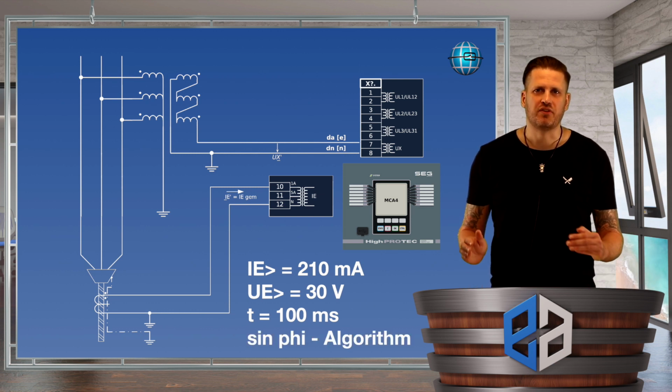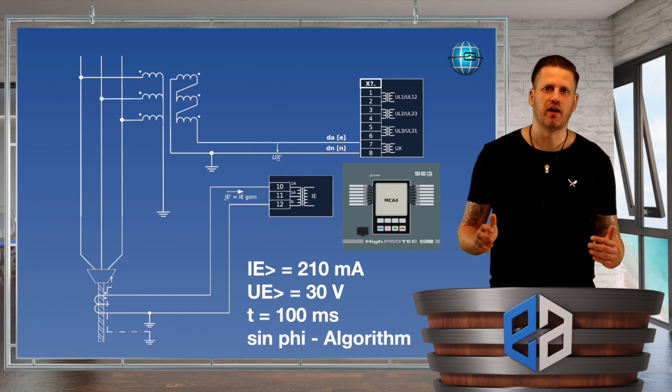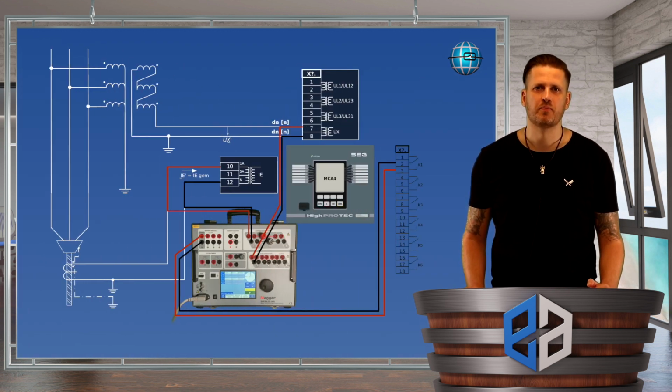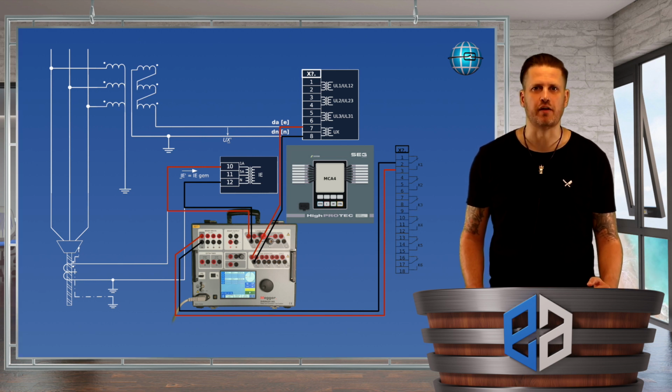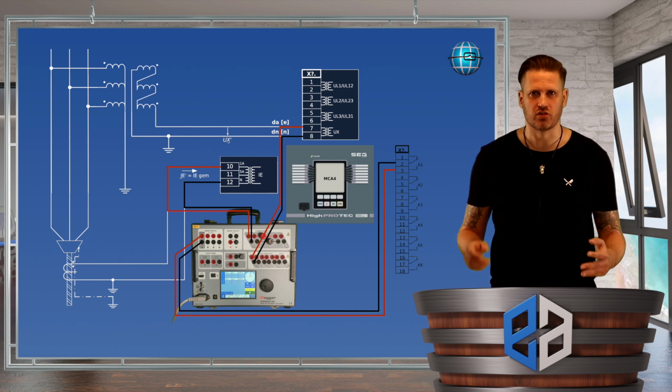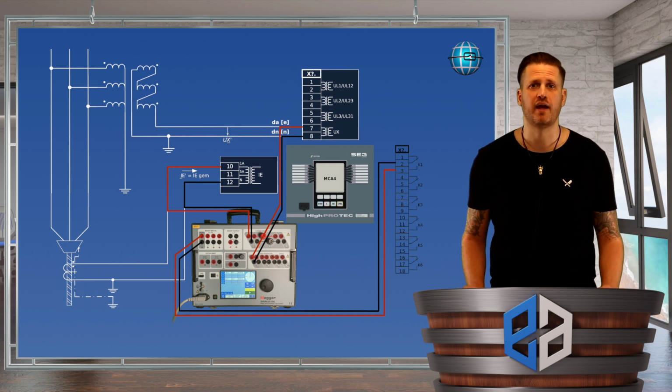Before we start the test, let's take a look at the test setup. With the SVERKER 900, we trigger the binary output 1 of the MCA4, provide the test voltage and also feed the test current into the MCA4. Please be careful that both current and voltage are connected with the proper polarity.